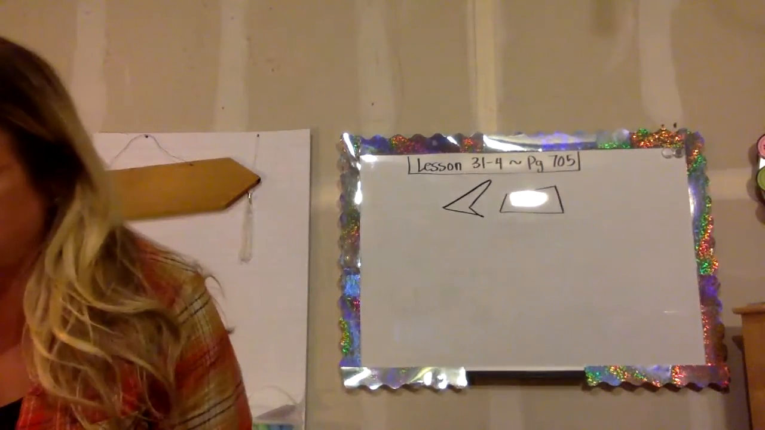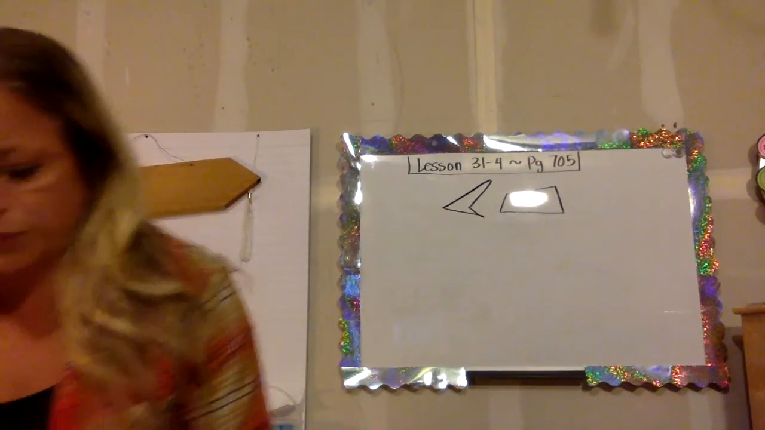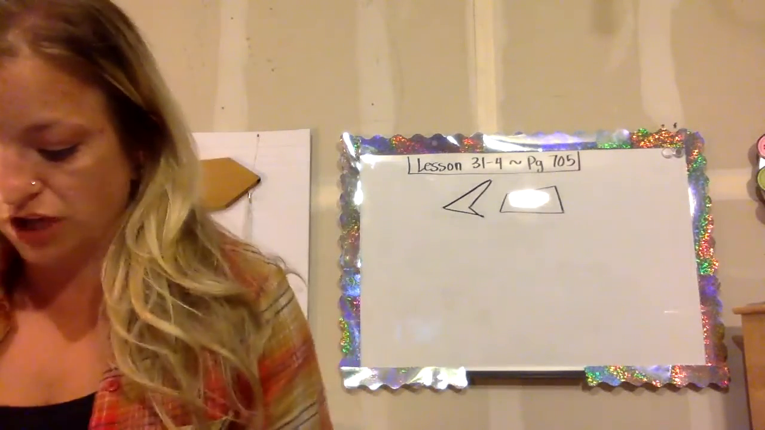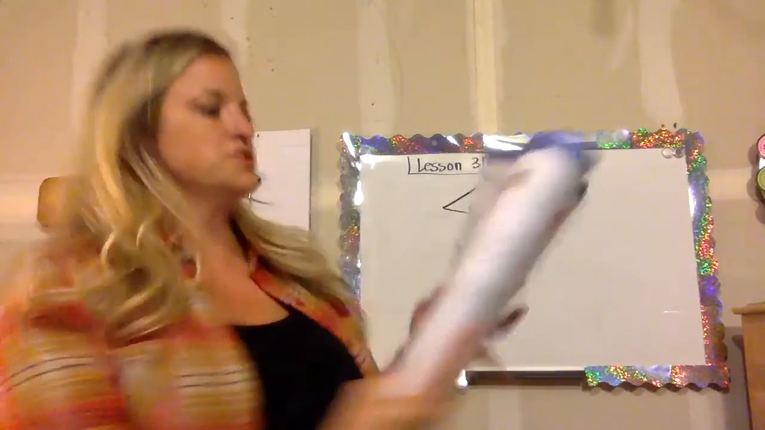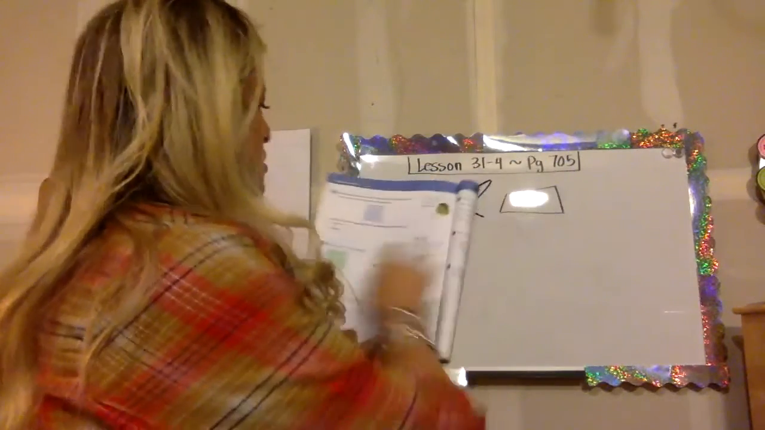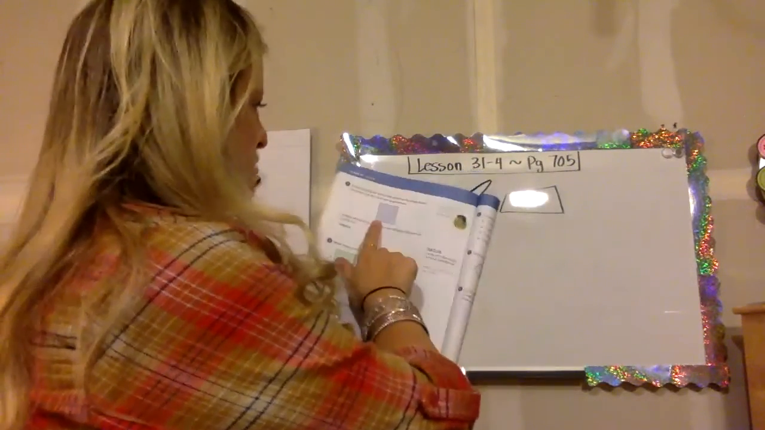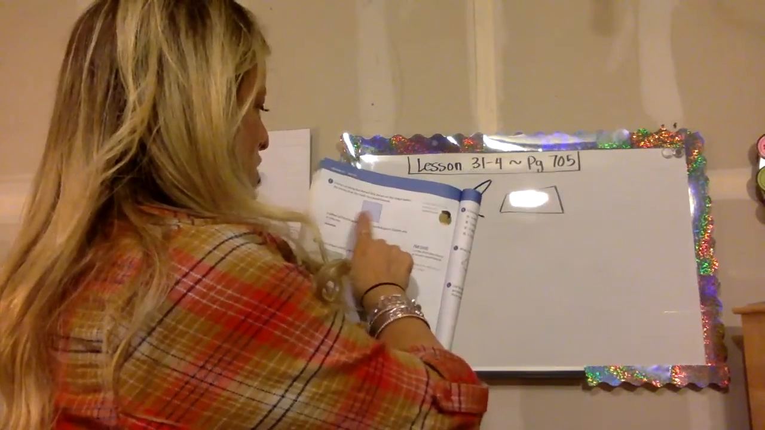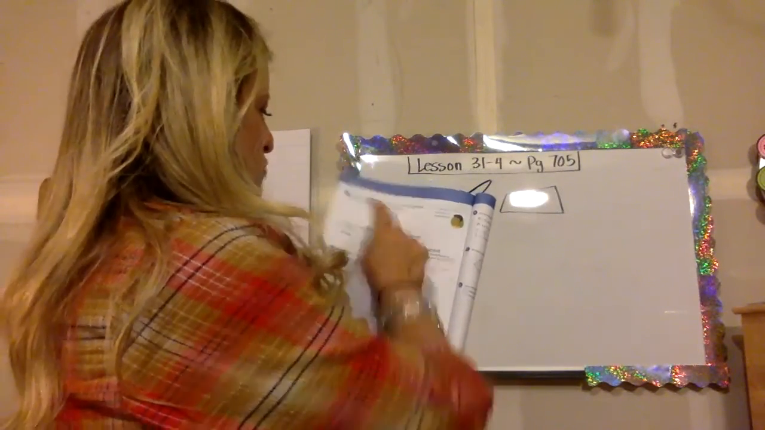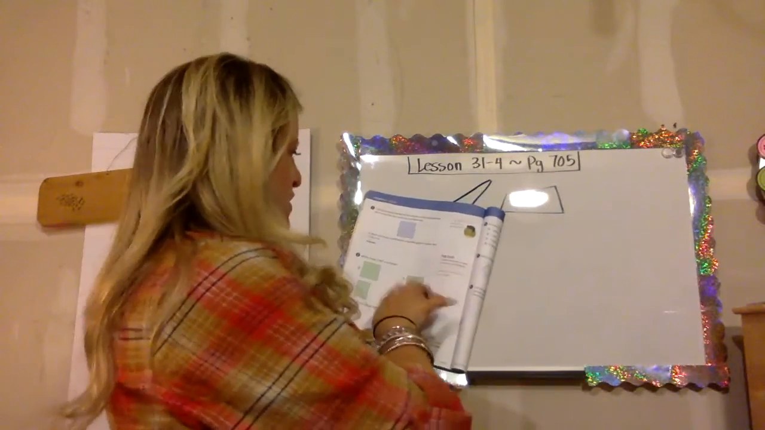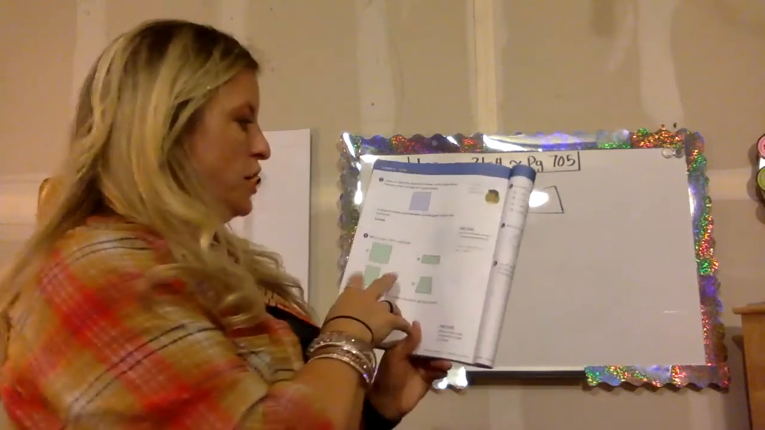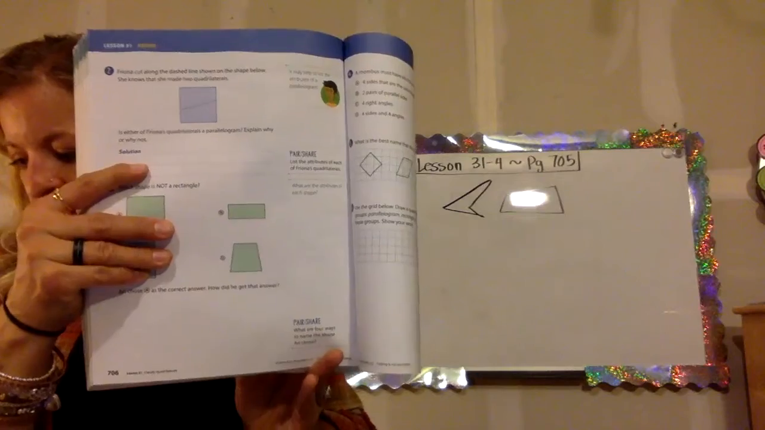Turn the page to 706, number 2. Fiona cut along the dashed line shown on the shape below. She knows that she made 2 quadrilaterals. So she had a square or a rectangle, cut the dashed line, and she knows she has 2 quadrilaterals. 1, 2, 3, 4. 1, 2, 3, 4. Yes, there are 4 sides to both of those. Is either of Fiona's quadrilaterals a parallelogram? Explain why or why not. So do you think this is a parallelogram? Either side?